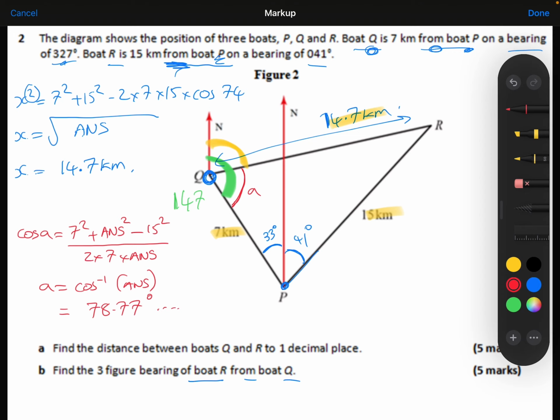So if I then do 147, remember, let me actually mark on, I've just worked out that this angle is 78.7. I had already previously worked out that the whole angle here was 147. So 147 take away the 78.77, I get that the yellow bearing is 68 degrees. I need to give it as a three-figure bearing, so I'll give it as 068.